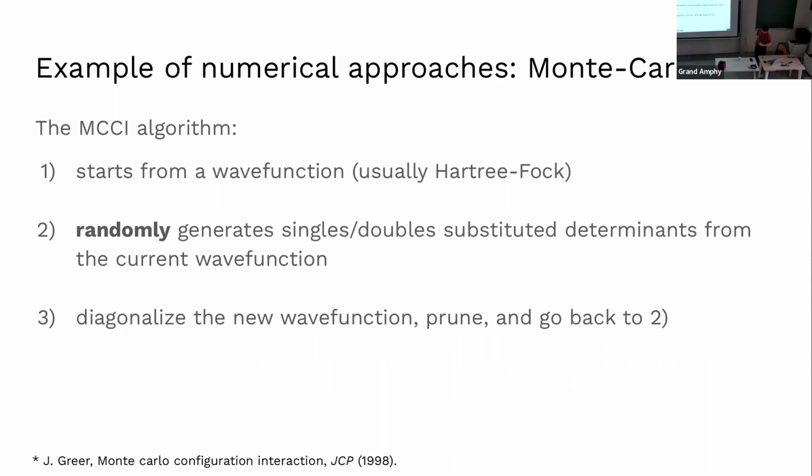Another approach that is more interesting to me is the Monte Carlo CI, in which you do the same. You start from a given wave function, and then you randomly generate your single and double substitutions. And then you diagonalize this new space and go back to 2. So the scaling here is, when you generate your new substitutions, you will typically try to generate a number of determinants that is proportional to the determinants currently inside the wave function. So the scaling is O of N with the number of determinants. So it is much more efficient numerically, but the convergence is much slower.